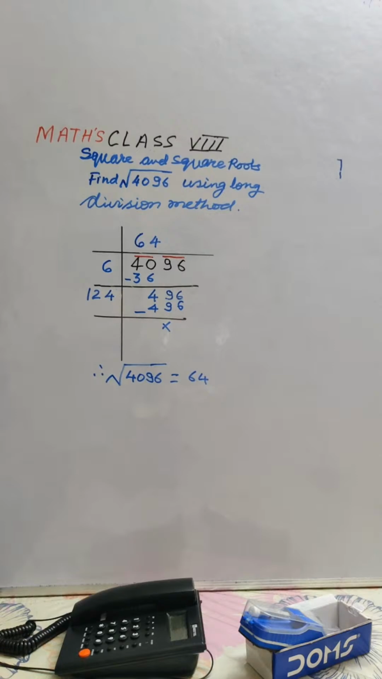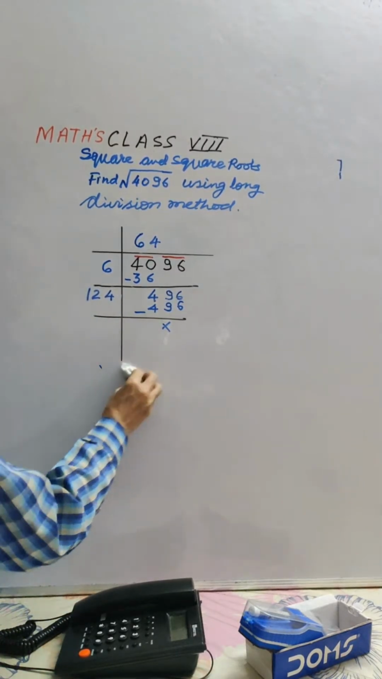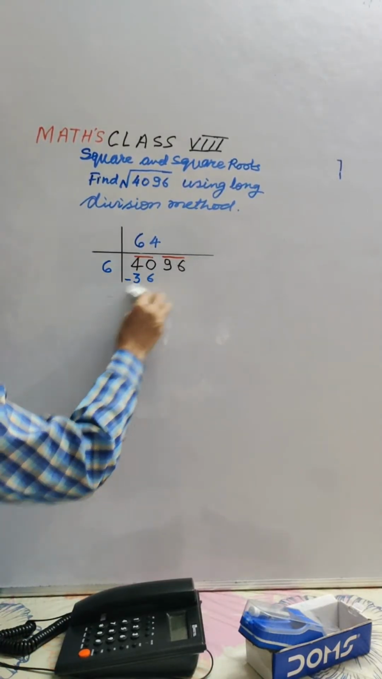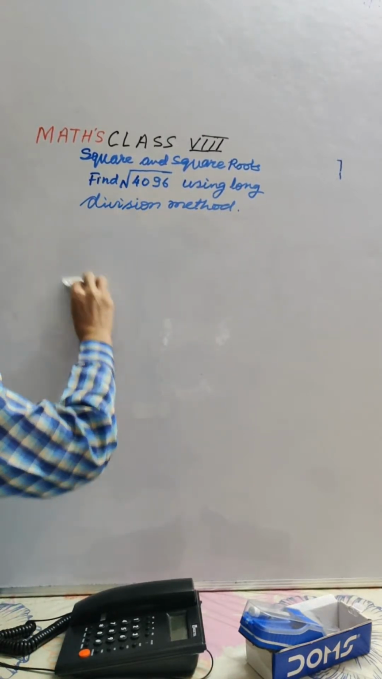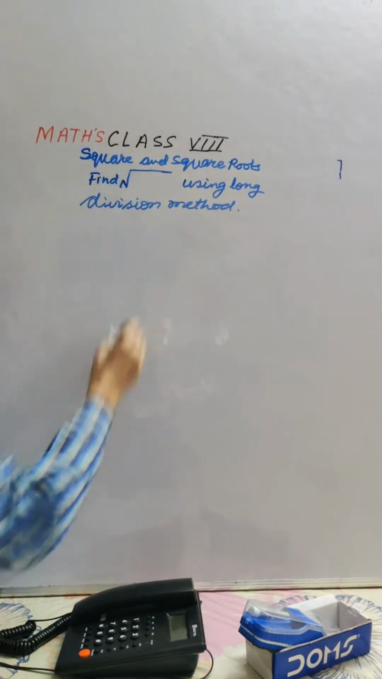Like 5776. We are taking 5776 or 7921. Any of the numbers we can take. 7921 or 5776. Square root 5776 using long division method.